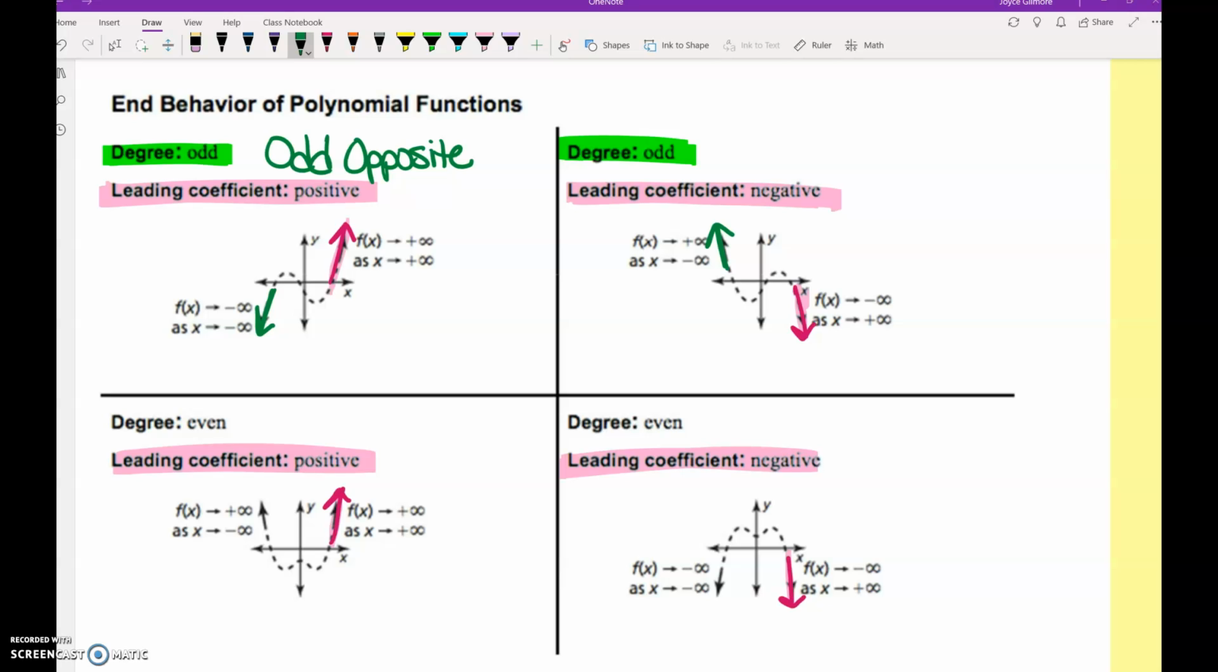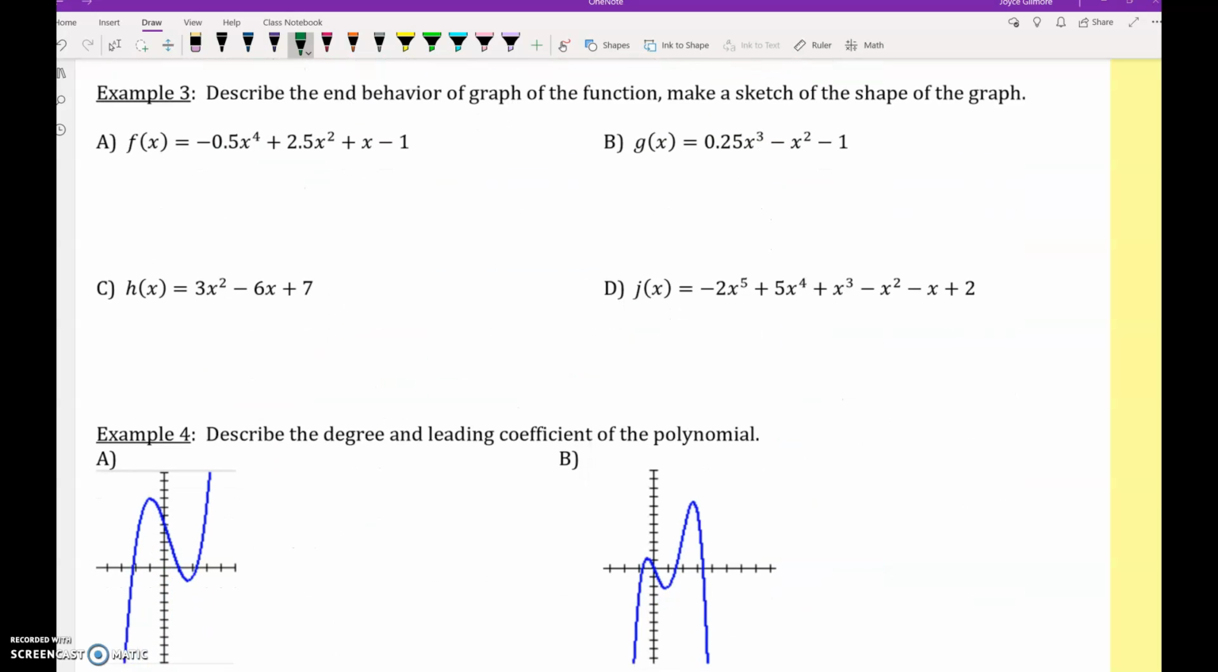It's the opposite of that with even degree. If our degree is even, even points the same. So you should write even, same. If the degree is even, the left side will point in the same direction as the right side. So first thing you need to memorize, leading coefficient, positive right side up, negative right side down, odd opposite, even same. So let's look at these problems.